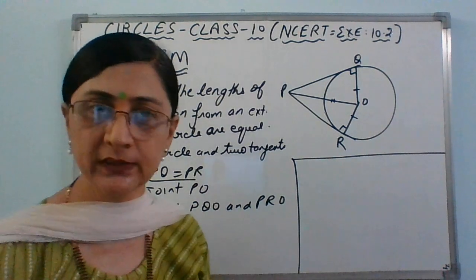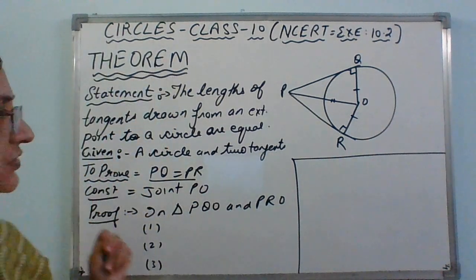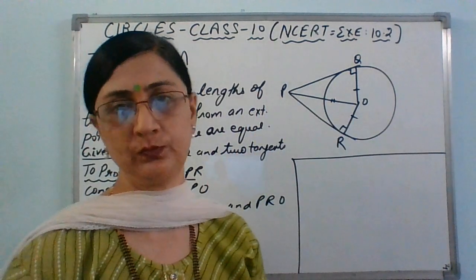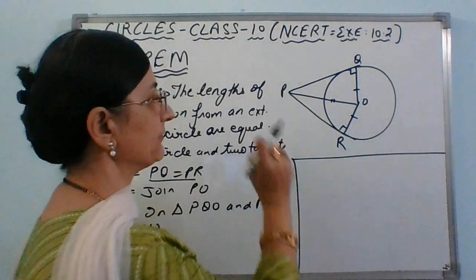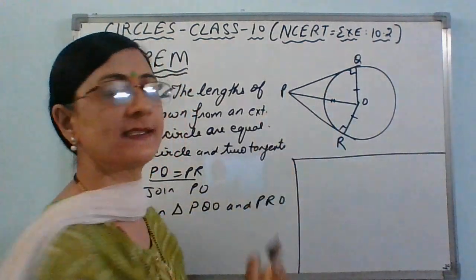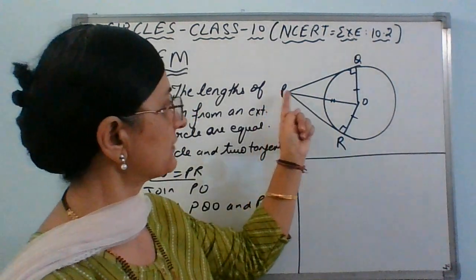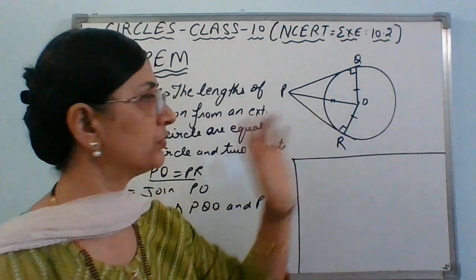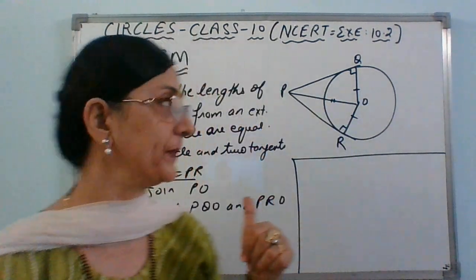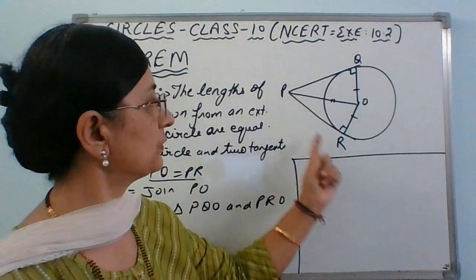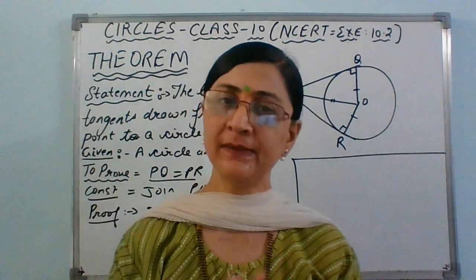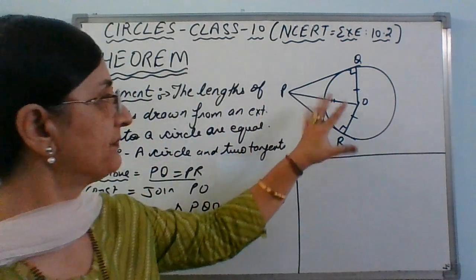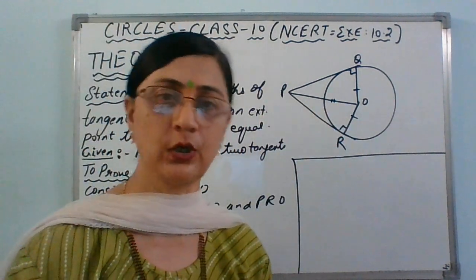We have to write all the steps here, right? Construction is that you have to join PO. You have drawn two tangents from an external point P, right? These are the two radii. So here two triangles are formed by joining OP. You're supposed to prove PQ is equal to PR, so we can use the congruency criteria. We'll be proving here that these two triangles are congruent.